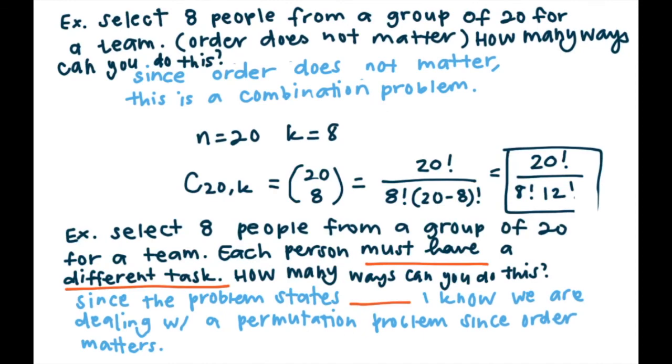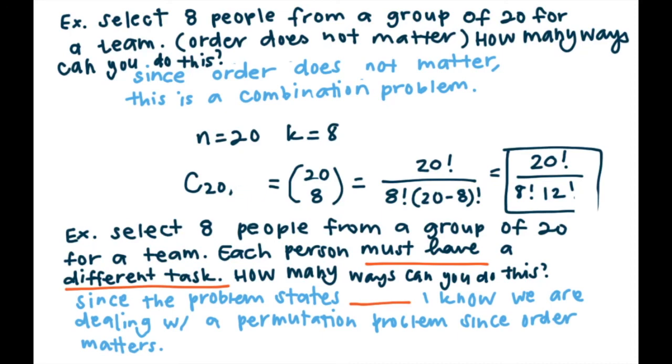Okay, so here we're looking at an example. It says select 8 people from a group of 20 for a team. Order does not matter. How many ways can you do this? Since order does not matter, this is a combination problem. So n equals 20 and k equals 8. Okay, so how do I know this? So I know that I want to pick 8 people, so that's like 8 spots. And I know that I have 20 options, so that's like 20 objects, which is why I put n equals 20.